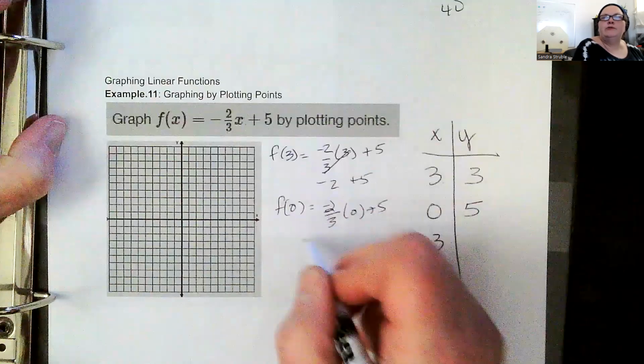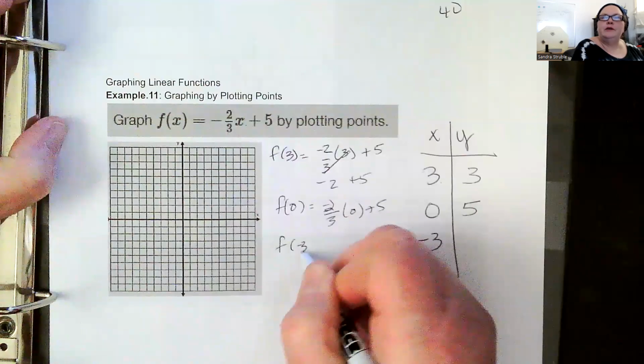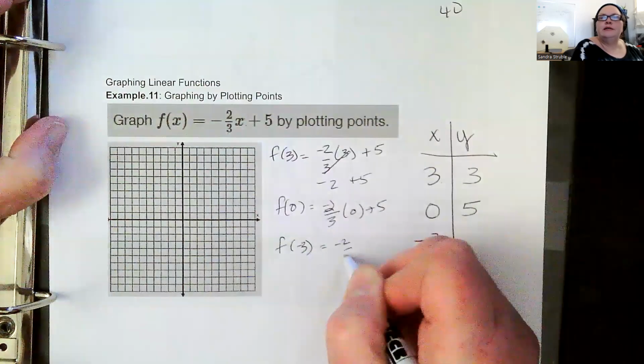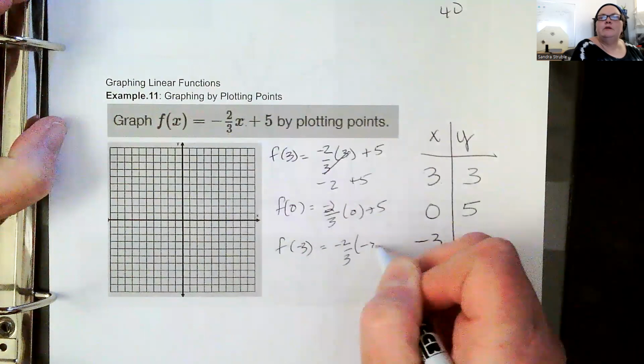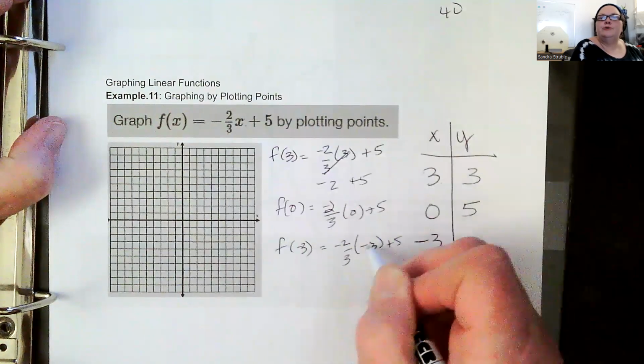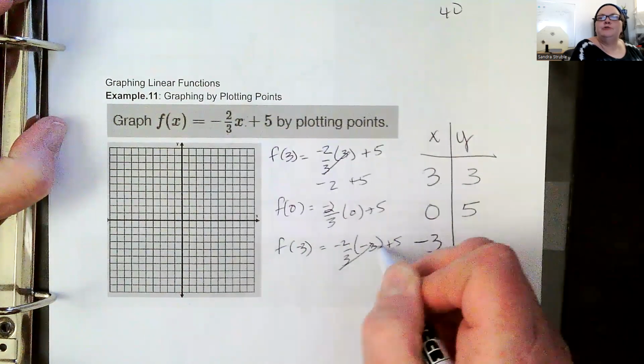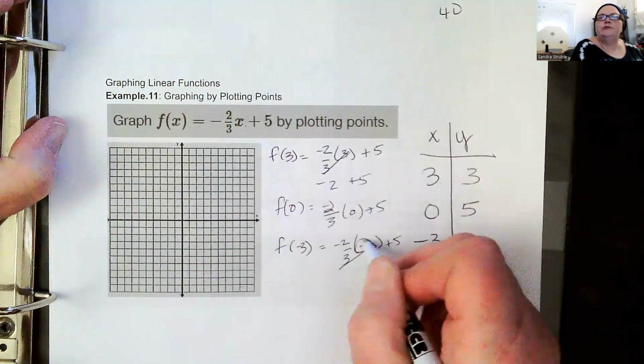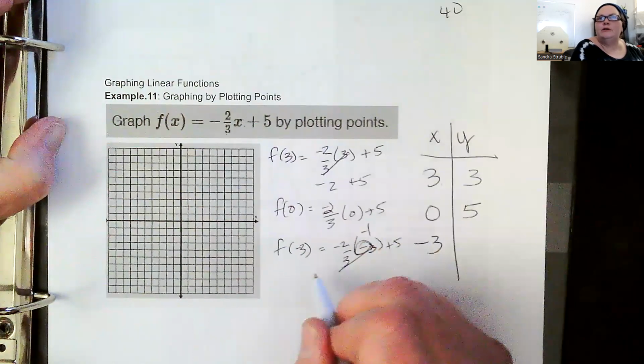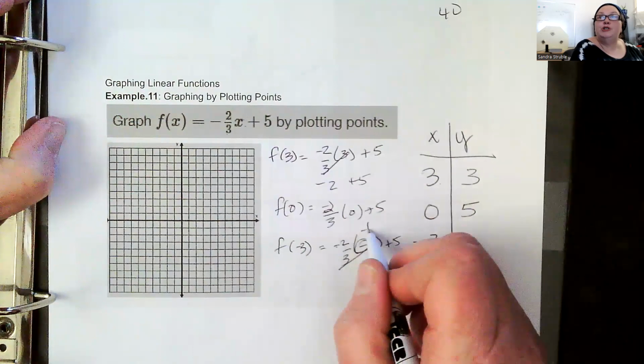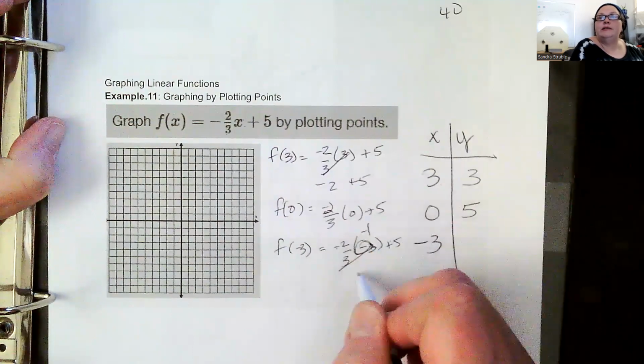And then the last one, f of -3, is -2/3 times -3 plus 5. The 3's are gone, but when you reduce the 3 here, don't forget there's still that negative, so I like to put a -1 to represent. -2 times -1 is 2, plus 5 is 7.